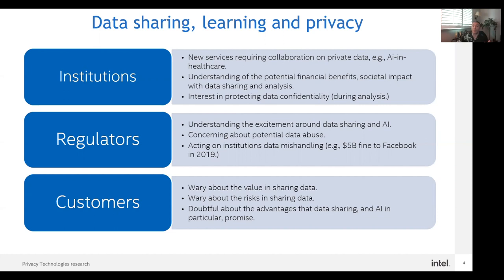Regulators really understand what's going on, but they are concerned about potential abuse of the data and have started acting on it. And customers, it depends whether the customer is another institution or an end customer, but there is a spectrum of awareness and need. And any time it comes to privacy, there is a challenge and there is an opportunity.